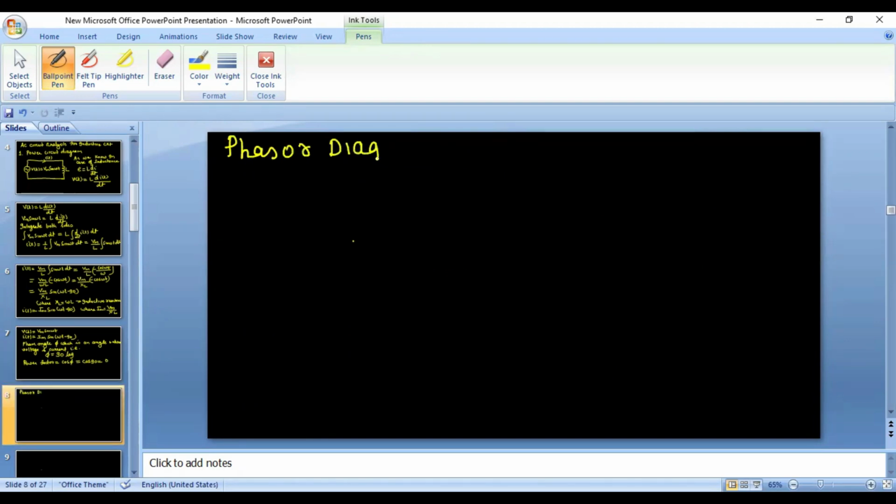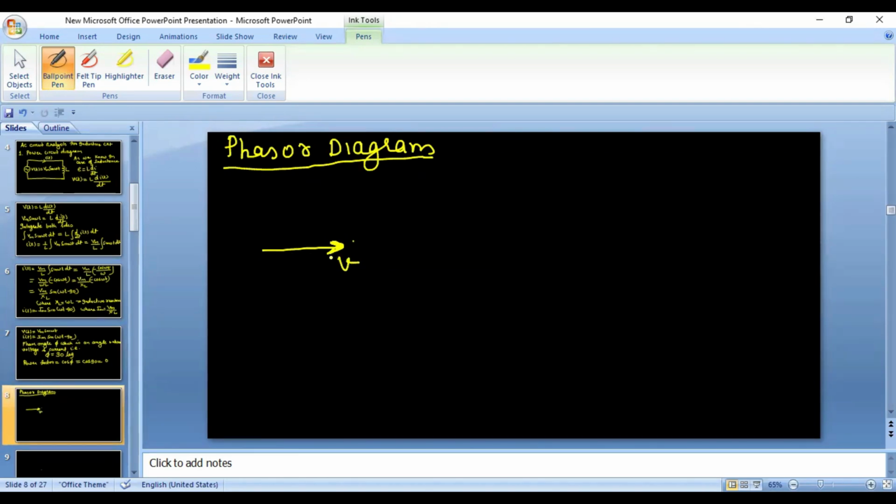I'm going to make the phasor diagram. What is a phasor diagram? A phasor diagram is the representation of the electrical quantities available in the circuit in space. As in an AC circuit, the voltage and current both have magnitude as well as direction. So AC quantities are represented by a vector, and a vector in space is called the phasor diagram.